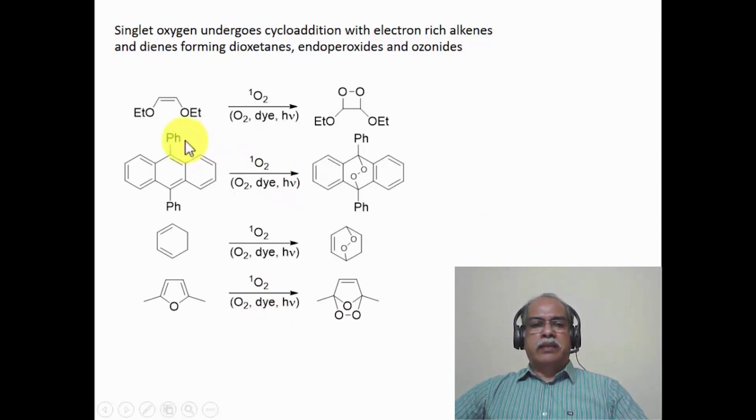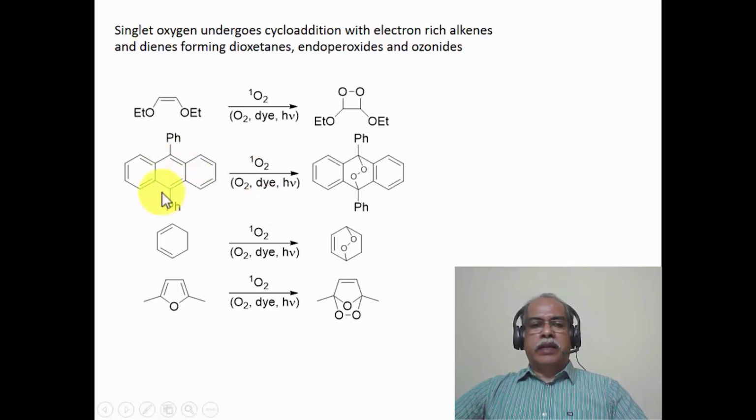Singlet oxygen with very electron-rich olefins, for example, undergoes a 2+2 cycloaddition reaction. This is a thermal 2+2 cycloaddition reaction of an excited state oxygen with an electron-rich olefin to produce this kind of a peroxy dioxetane kind of a molecule, for example.